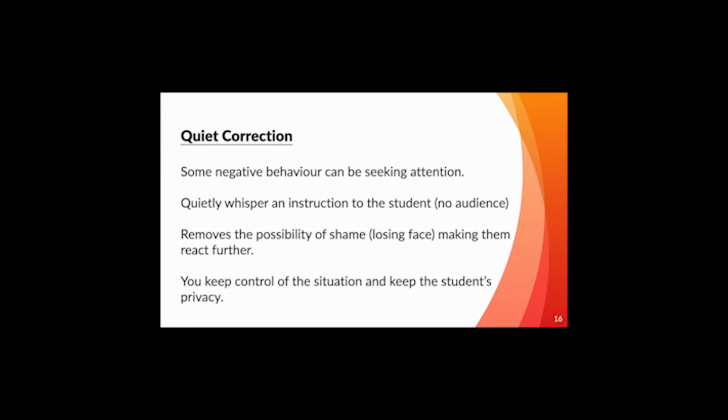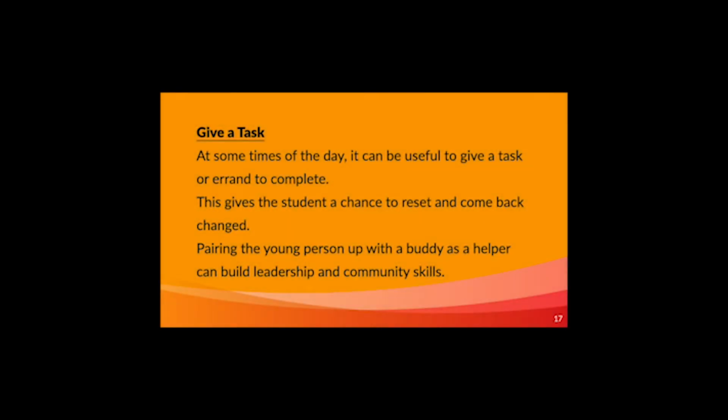You keep control of the situation and you maintain the student's privacy. So that sort of quiet correction is very useful and very effective. Give a task. Sometimes it's useful just to give a task or an errand. This gives the young person a chance to reset and come back changed. Or sometimes pairing the young person up with a buddy as a helper can build leadership and community skills.